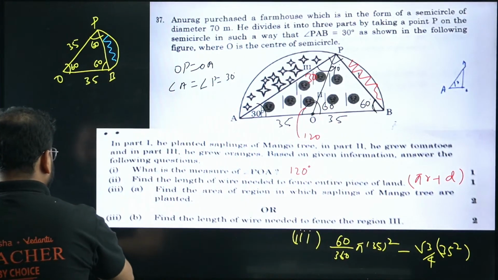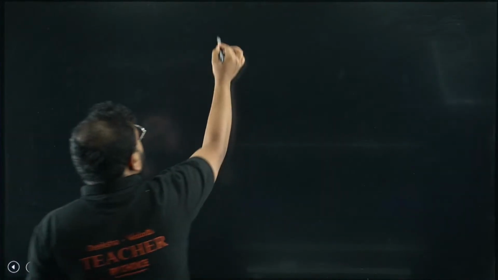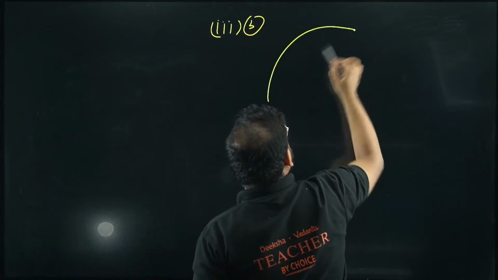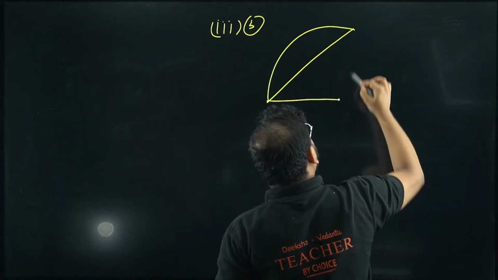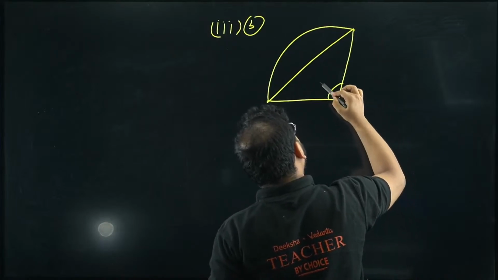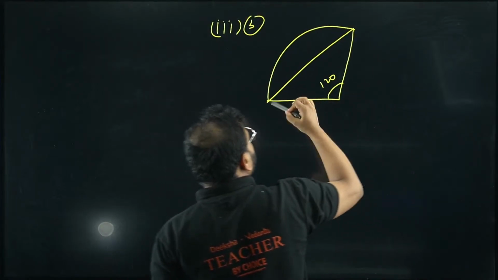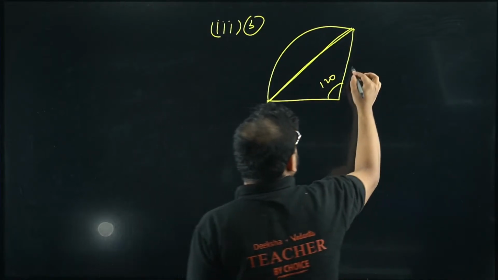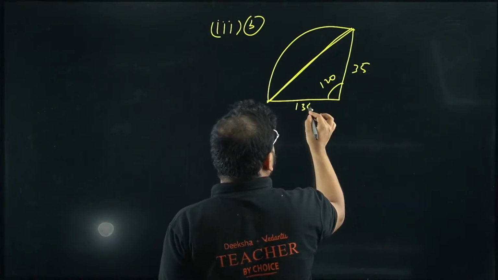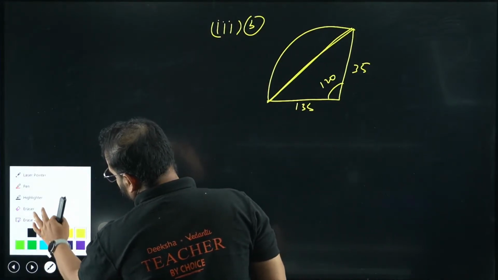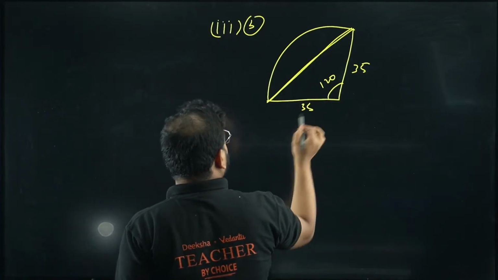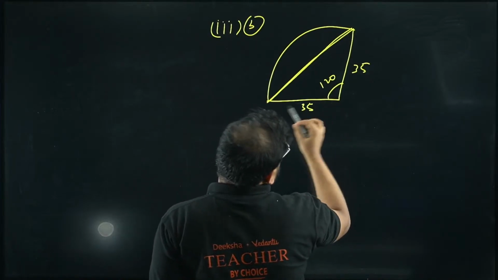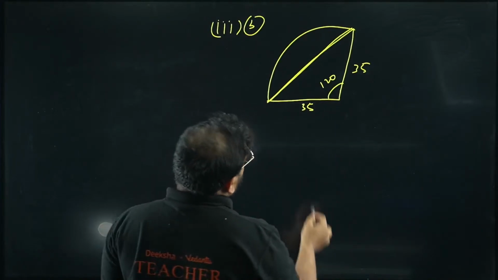For part 3 of B section, please check. The angle is given as 120 degrees. We already know this length, right? We can find this length. How come, sir? Please check. This is 35, this is 35, actually, not 135. It's a semicircle, it's an arc, right?